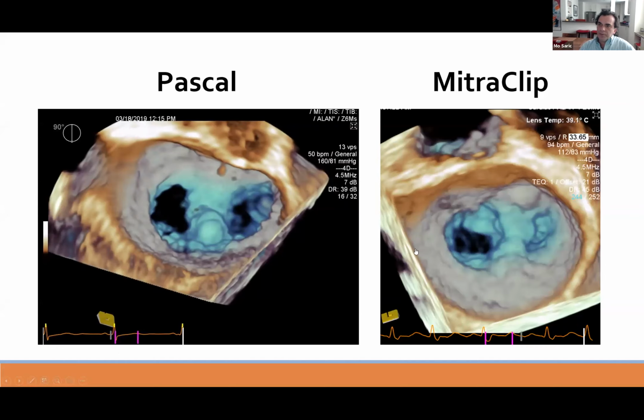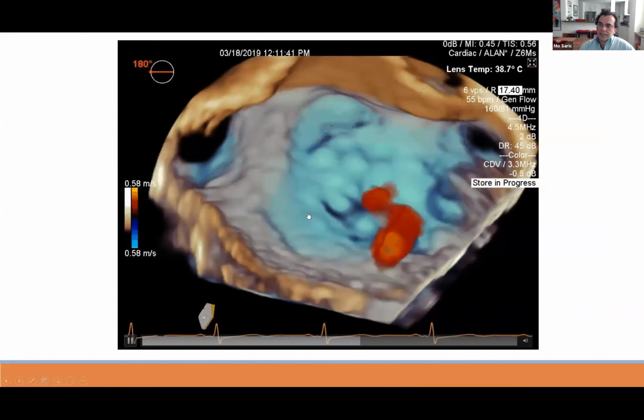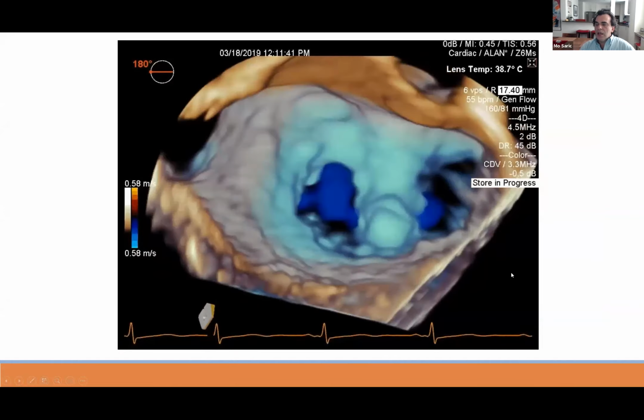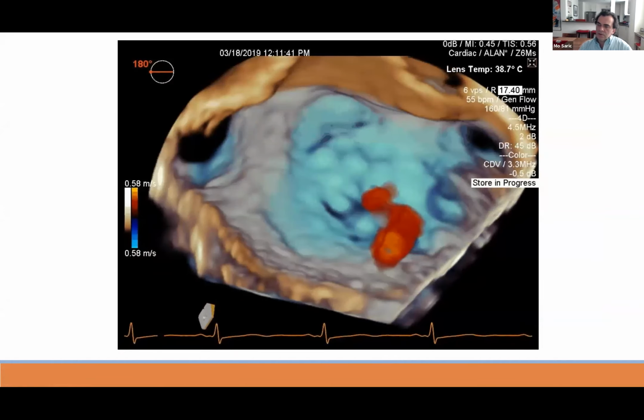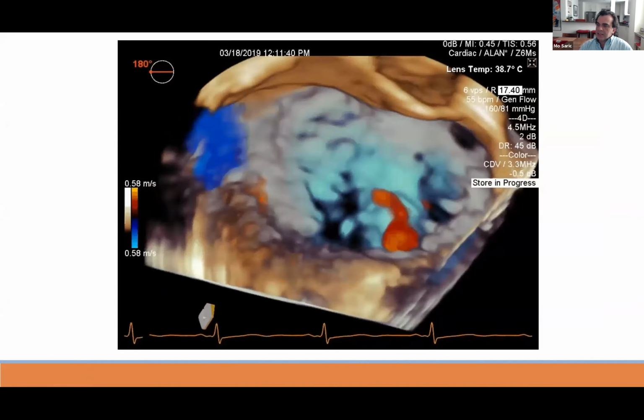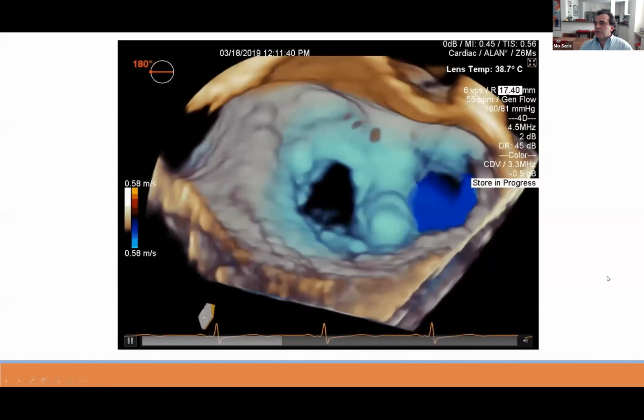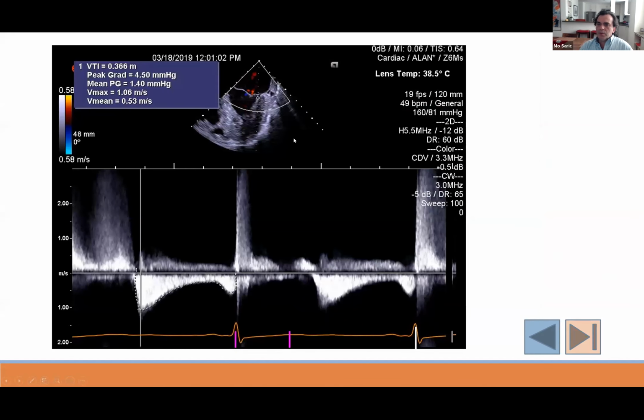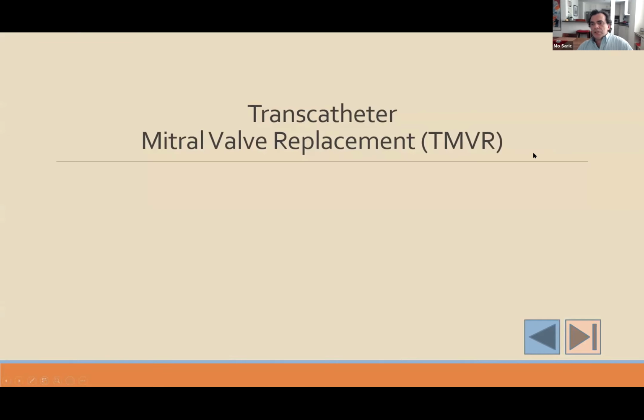arms of the clip. And then it's a 3D color. You see there is a really trivial degree of mitral regurgitation, confirming this is a very successful edge-to-edge percutaneous repair of severe mitral regurgitation. And then we can also combine, you see that the mean pressure gradient is only 1.4 millimeters, so therefore we did not induce iatrogenic mitral stenosis. So this would be an alternative to mitral clip.